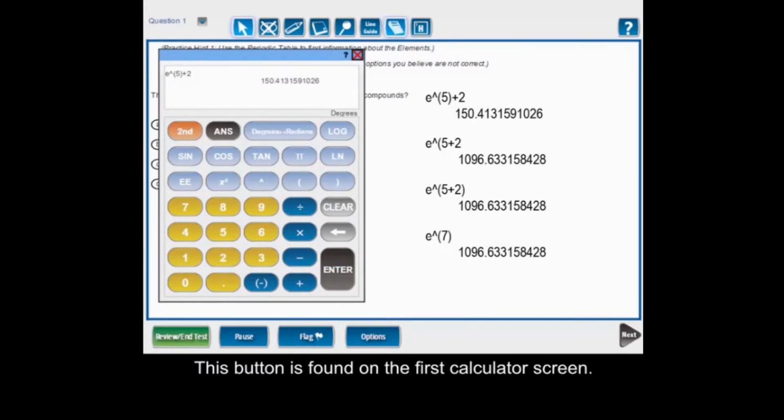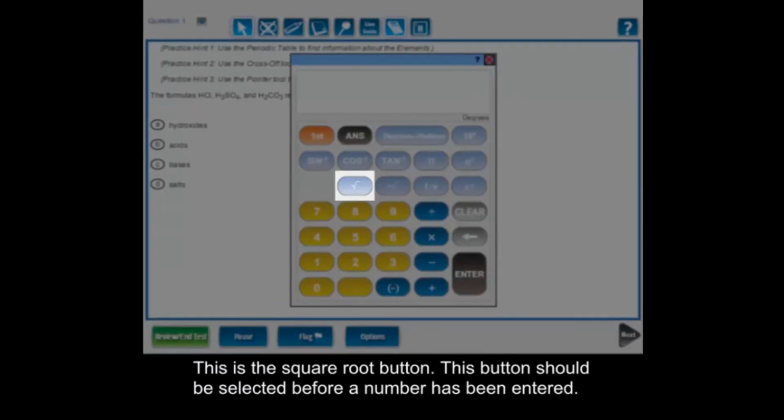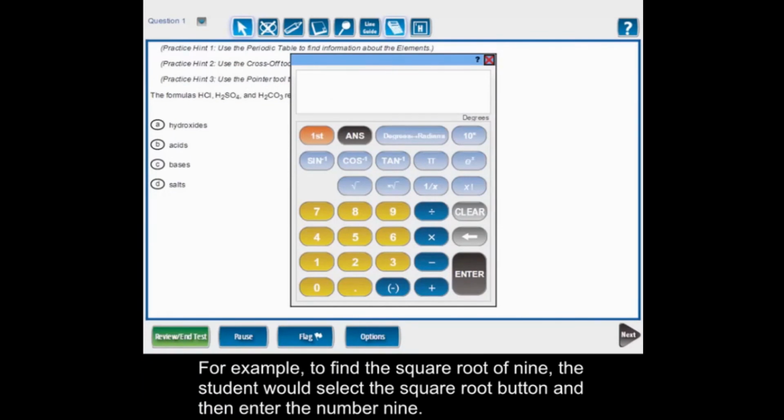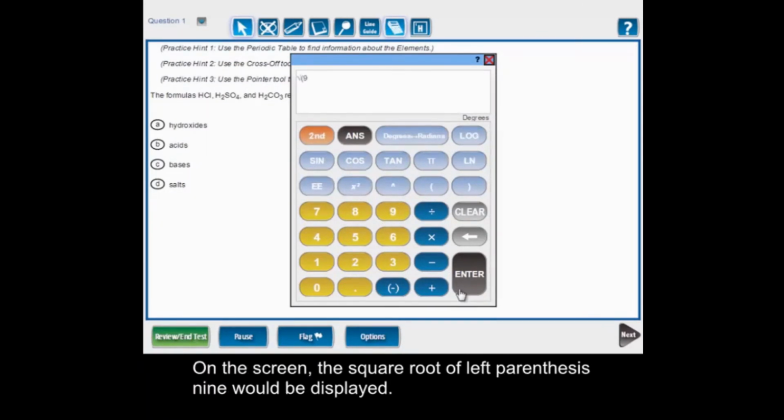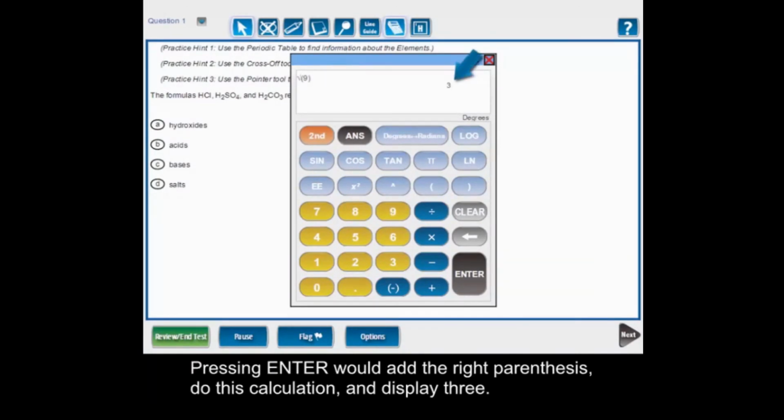This button is found on the first calculator screen. This is the square root button. This button should be selected before a number has been entered. For example, to find the square root of 9, the student will select the square root button and then enter the number 9. On the screen, the square root of left parenthesis 9 would be displayed. Pressing enter, even without the right parenthesis, would do this calculation and display 3.